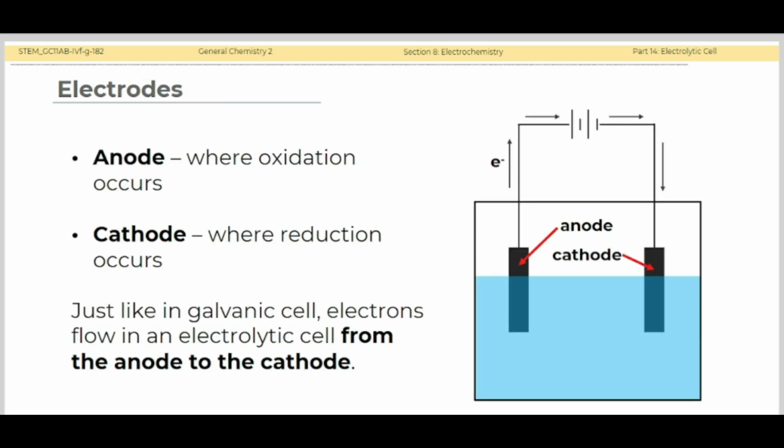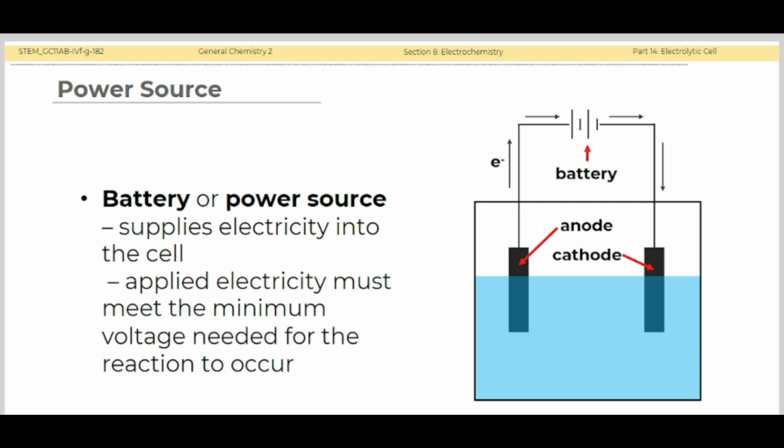Like a galvanic cell, an electrolytic cell has two electrodes, the anode where oxidation occurs and the cathode where reduction occurs. Thus, electrons flow in an electrolytic cell from the anode to the cathode. The battery or power source supplies electricity into the cell. The applied electricity must meet the minimum voltage needed for the reaction to occur.